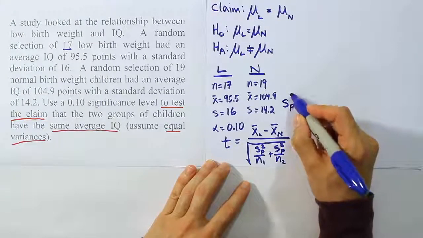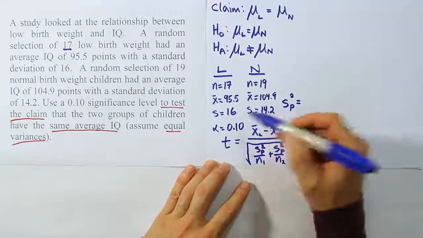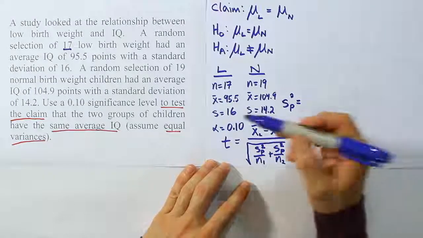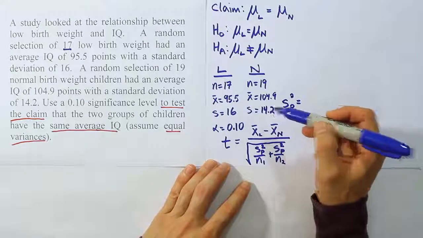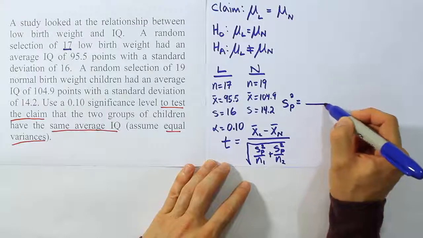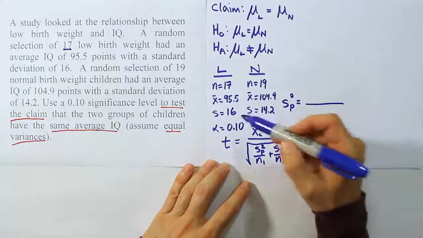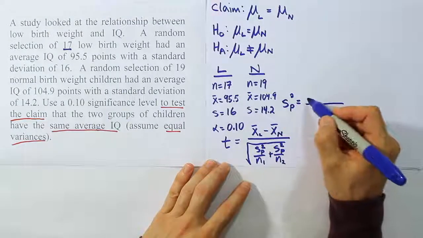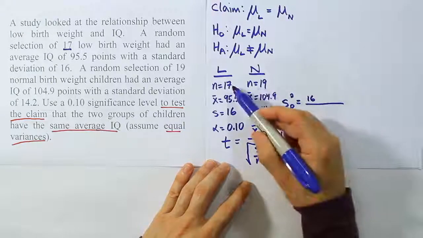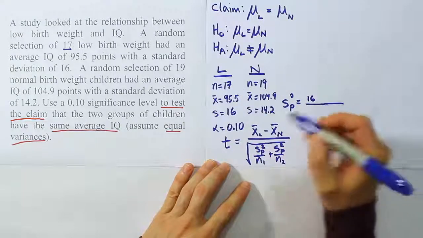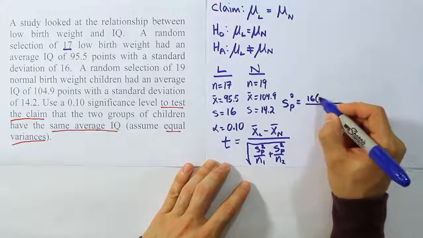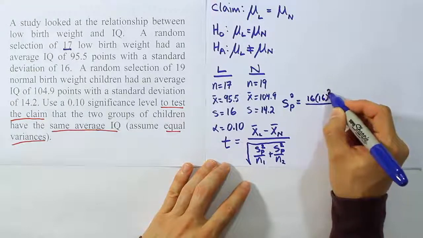So SP squared is just a weighted average of the two variances they give us. Now, they gave us standard deviation, so we'll have to square those to turn them into variances. But here's the formula, essentially. We take the degrees of freedom for the first group. So we're going to do 16, in other words. The degrees of freedom is just n minus 1 times the standard deviation here squared. That's going to be 16 quantities squared.